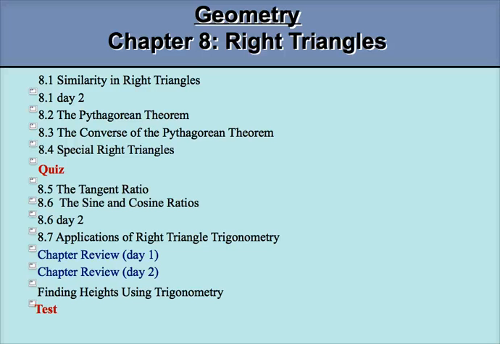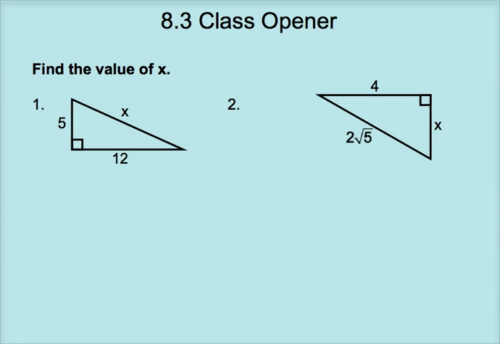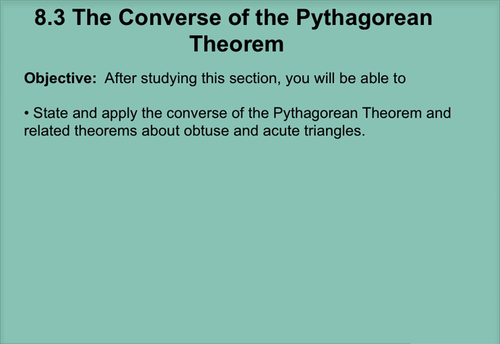Chapter 8, Right Triangles. Today we're going to cover section 8.3, the converse of the Pythagorean theorem. Your class opener, find the value of x. The objective today: after studying this section, you'll be able to state and apply the converse of the Pythagorean theorem and related theorems about obtuse and acute triangles.